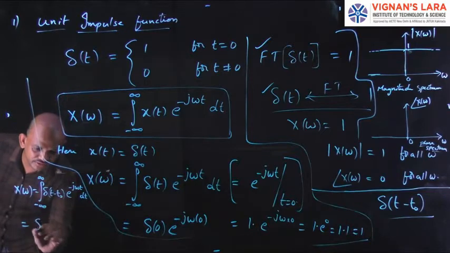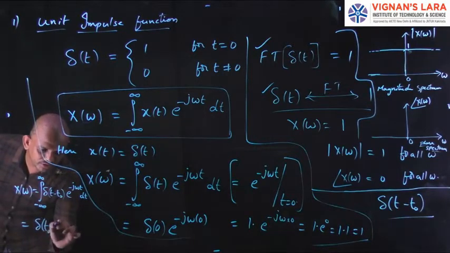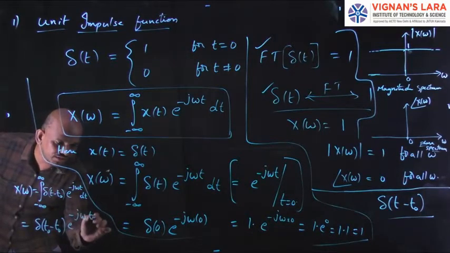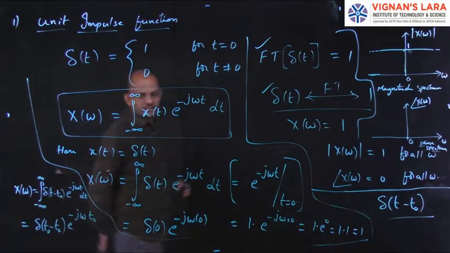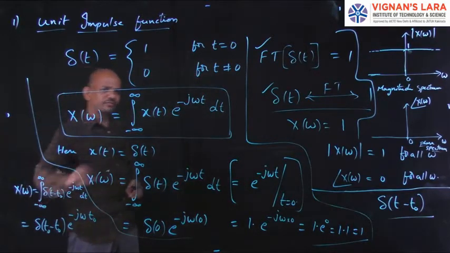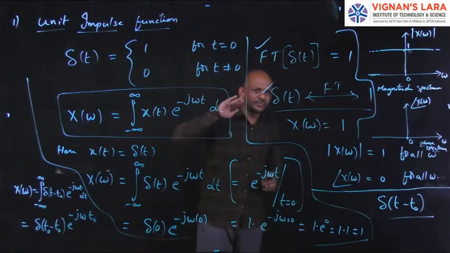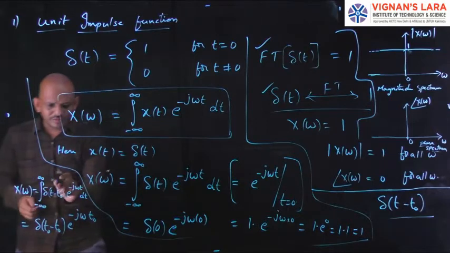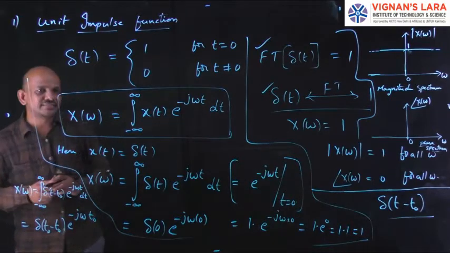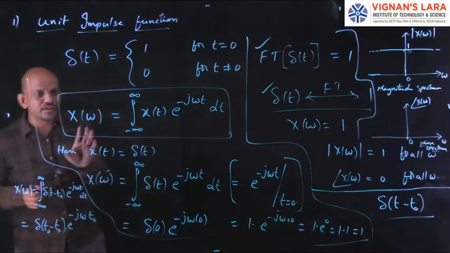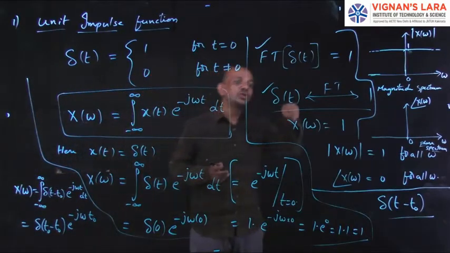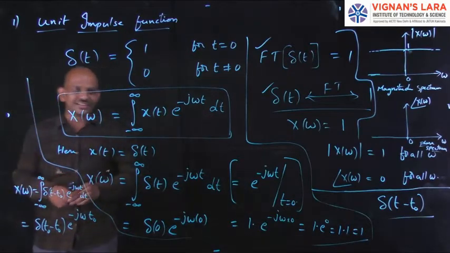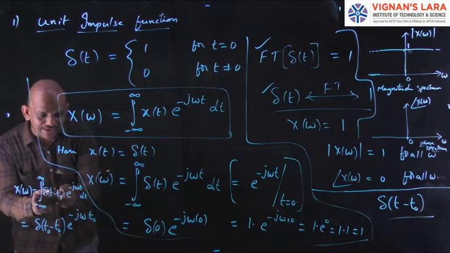What happens? Del of t naught minus t naught into e power minus j omega t naught. That means except t naught, for any other value of t, if you do not substitute t naught and take any other value, the value inside the brackets is not equal to 0. That is del of some value, and that del of some value is equal to 0. So 0 into anything is 0, and the integral of 0 is 0. So we have to consider only the value where the value inside the bracket should be 0.